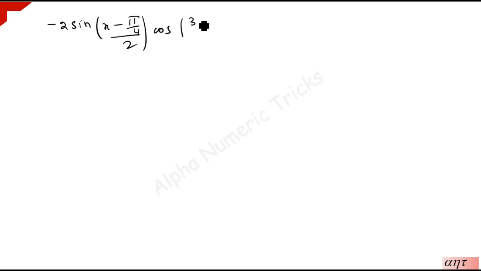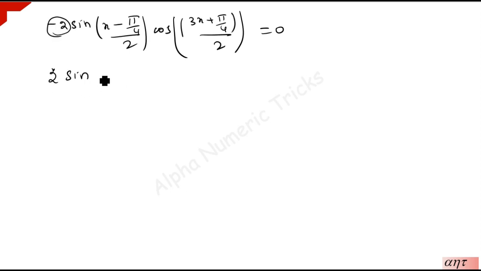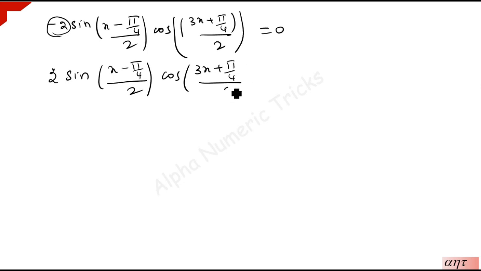Cosine of 3x plus pi by 4 over 2 is equal to 0, and this minus goes outside, and on this side it becomes 0. So for the remaining term, you can take the minus 2 to this side as well, or you can take 2 sine of x minus pi over 4 over 2 into cosine of 3x plus pi by 4 over 2 is equal to 0. So the product of three terms is equal to 0.